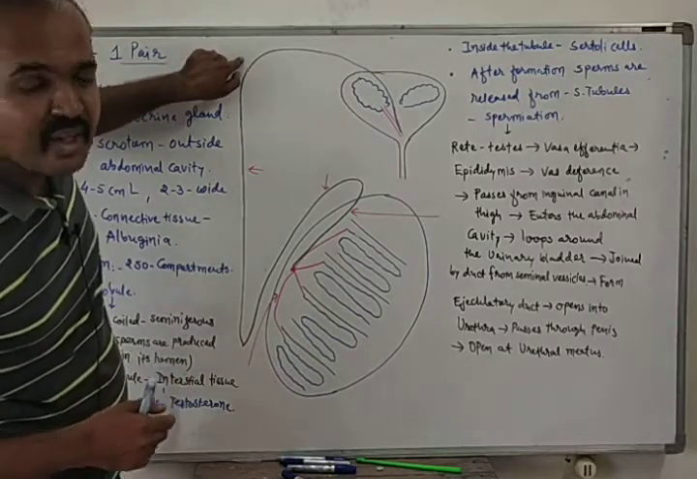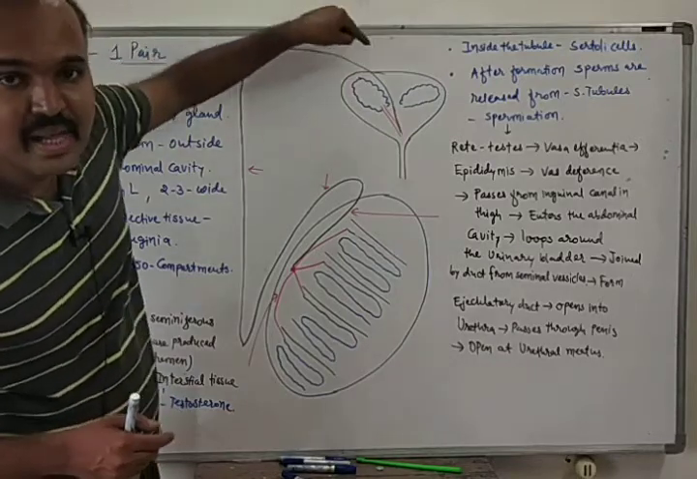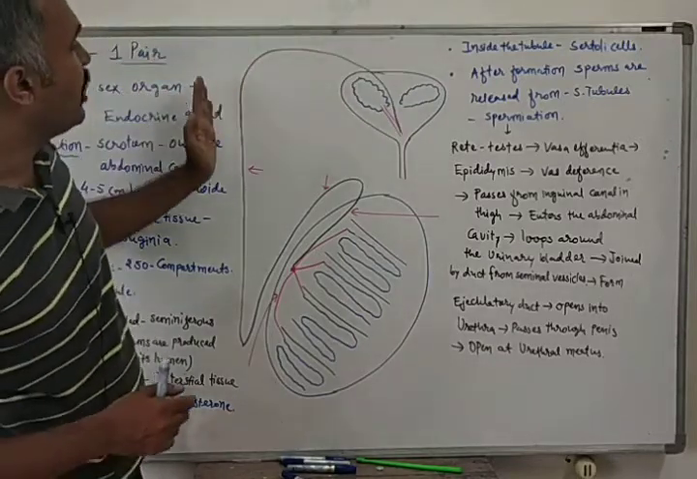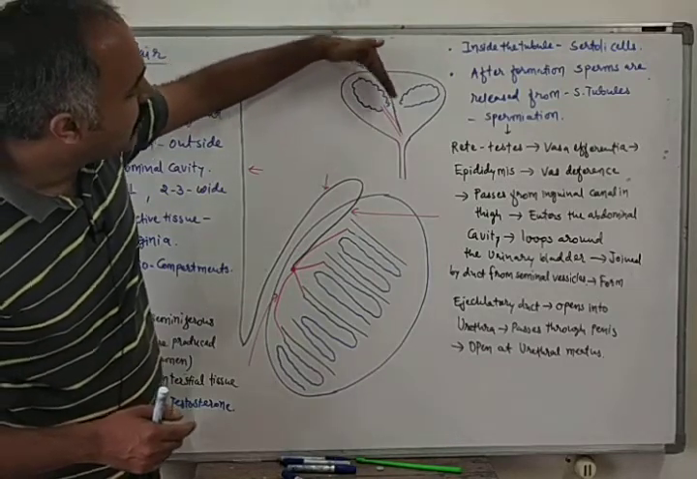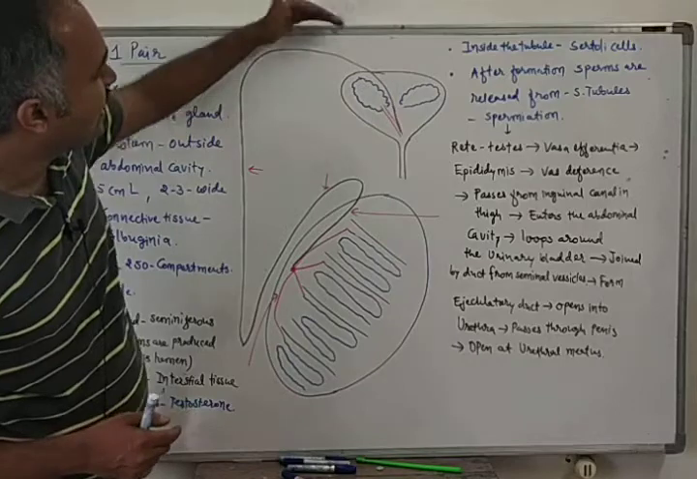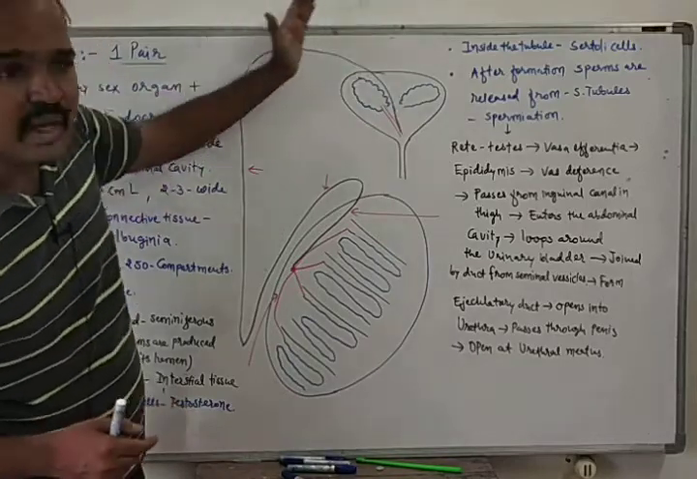And in the abdominal cavity, it will loop around the bladder. It will take a turn like this, and then it will loop around the bladder.